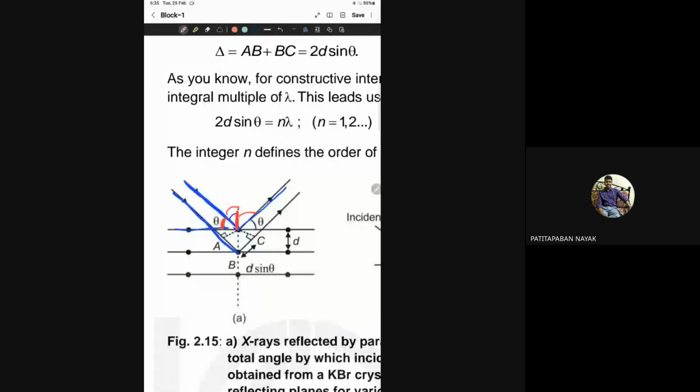If I call this alpha, then alpha plus theta is equal to 90 degrees. So you can imagine, the incident angle is equal to the reflected angle. That is why this is theta, and this will also be equal to theta. Right?